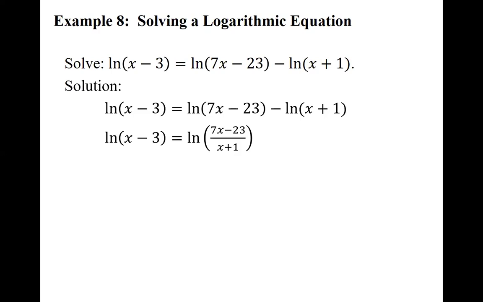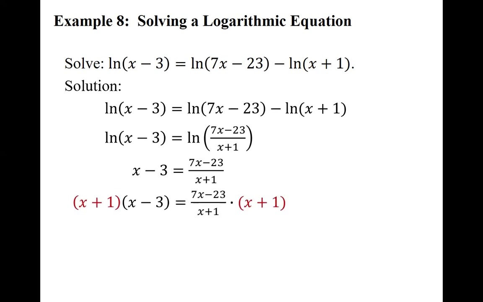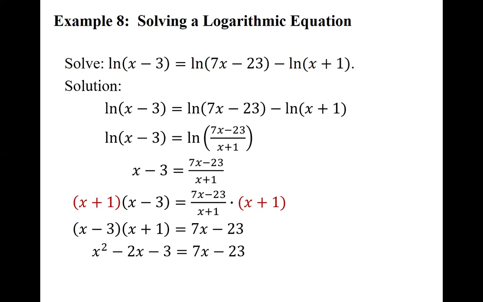Now that we have natural log equals natural log, the same type of log on both sides, the insides must be equal. So x minus 3 equals 7x minus 23 over x plus 1. Multiply both sides by x plus 1, that's foiling on the left. X plus 1 times x minus 3. On the right, the x plus 1's cancel out, just leaving us with the 7x minus 23. When we did FOIL those two, we got x squared minus 2x minus 3.